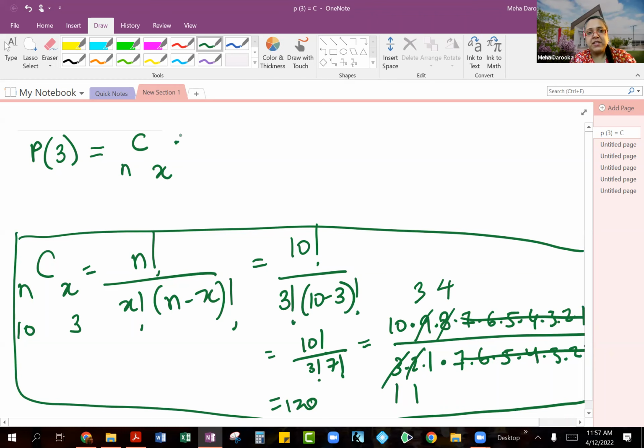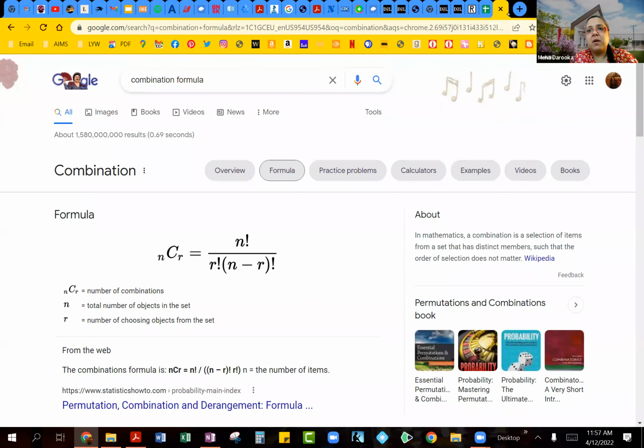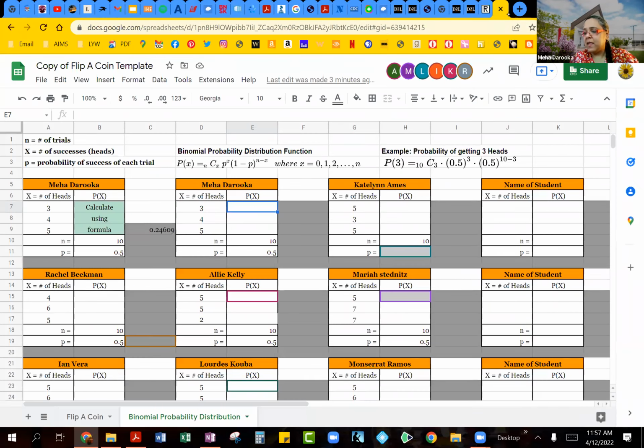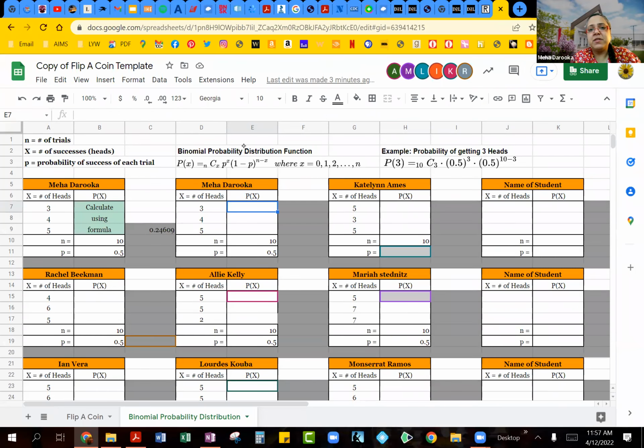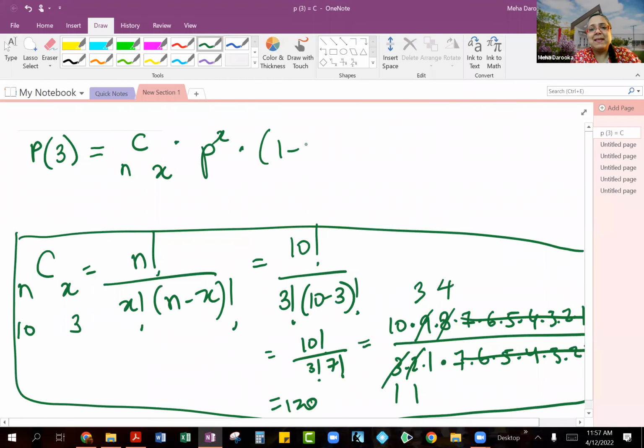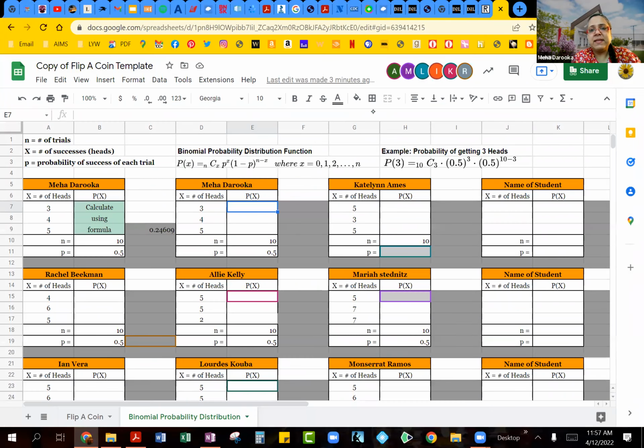So you have the combination as the first part over here. And then you have the probability to the x power. So that's the next part of this formula. And then the last part is where you do 1 minus p, which is then raised to n minus x. So that's the entire formula.